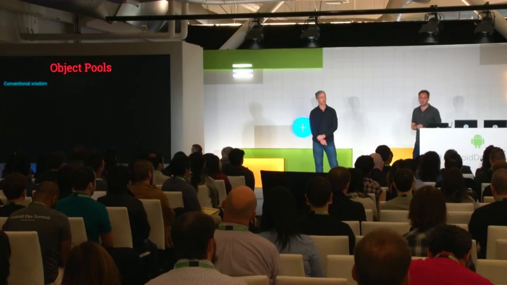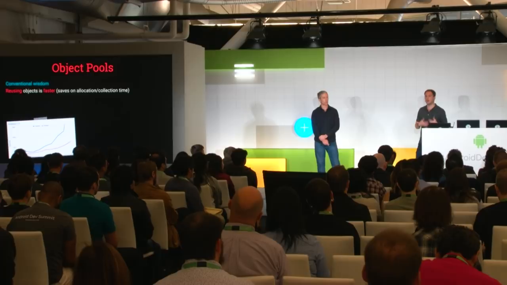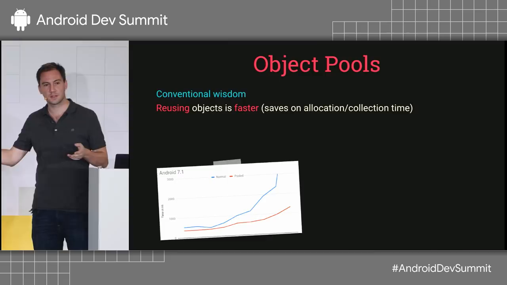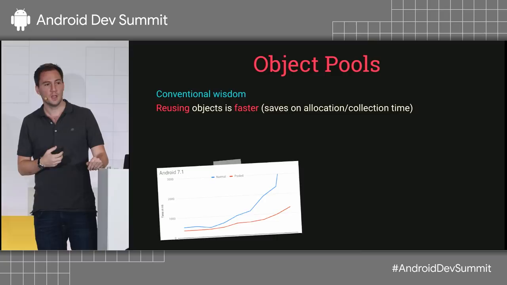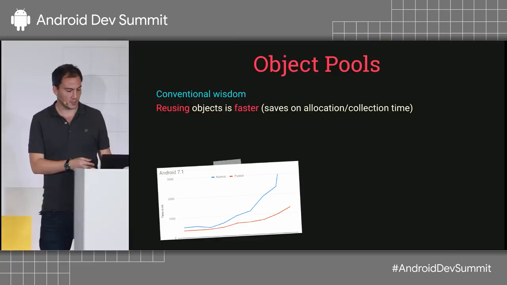So object pools, this is a technique that we've recommended using in the past. We use it ourselves extensively inside the platform. And the conventional wisdom is that reusing objects has to be faster than allocating them and collecting them all the time. And you can see here we have a performance graph. So the x-axis is the size of the object that you're creating or reusing. In red, it's the time it takes to handle those objects with a pool. And in blue, it's the time it takes to just allocate and collect those objects. And until N, using a pool was basically always a win compared to the garbage collector.